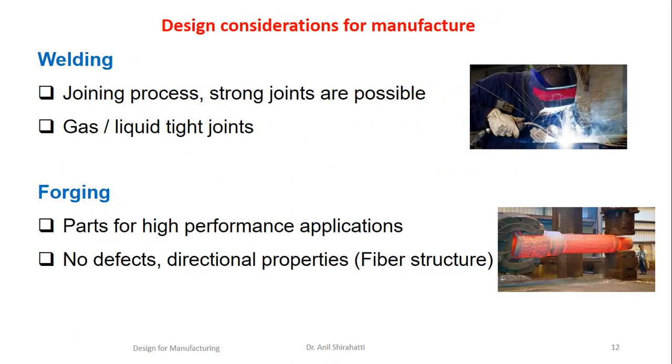If you are using a welding operation, it is nothing but a joining process. A strong joint is possible. You can have different arc welding, gas welding, depending upon the application. You can choose the welding process. If you are going for forging, parts for high performance applications are manufactured using forging. No defects, and directional properties like fiber structure.